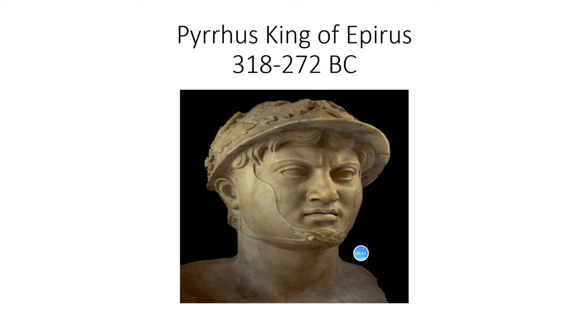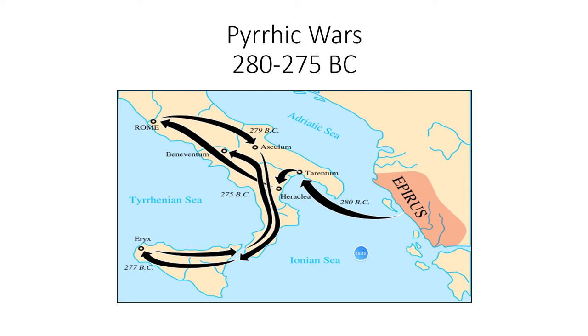Epirus was poor in resources, but it produced great soldiers. So Pyrrhus made money by lending his services to other kings. So kind of, well, not kind of, a mercenary, really. So in the year 280, the southern cities, the Greek cities of southern Italy, asked Pyrrhus for help.